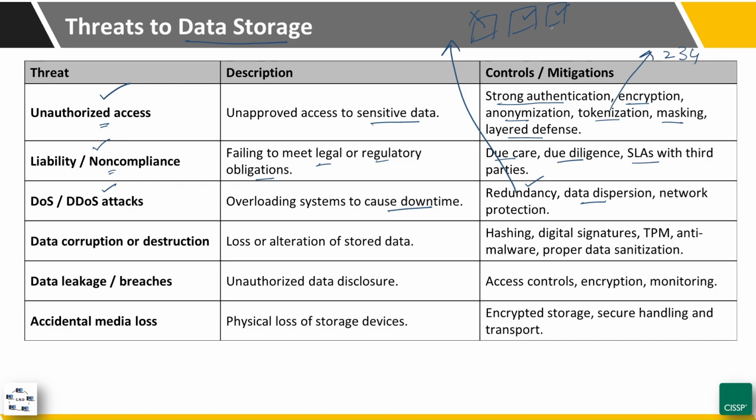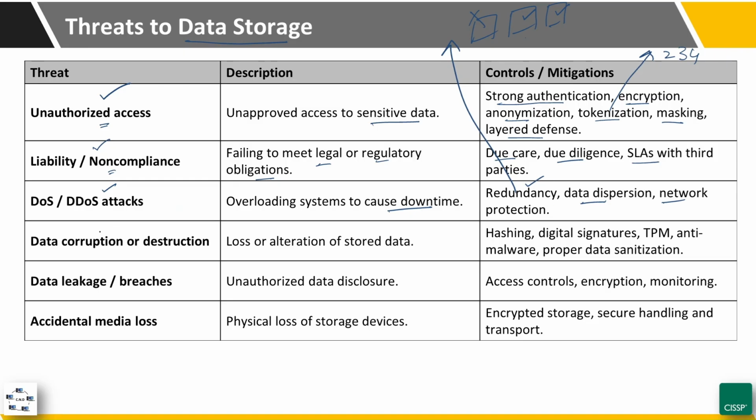So data may be dispersed at multiple cloud locations, so that if it is unavailable at one location, it is being processed or made available to the user from the second geographically dispersed location. And network protection. We can protect the data through network devices such as firewalls, load balancers, etc.